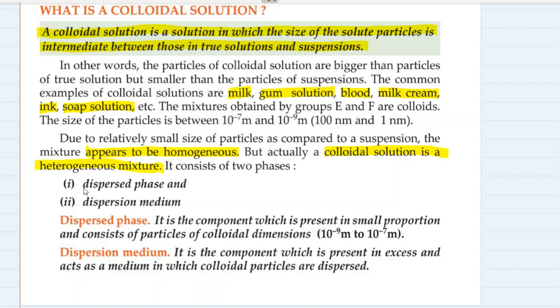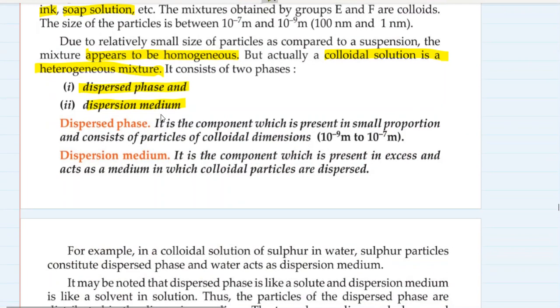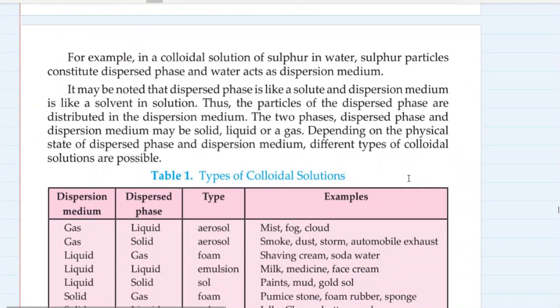It consists of two phases, dispersed phase and dispersion medium. Remember that. What is dispersed phase? It is the component which is present in small proportion, basically solute, and consists of particles of colloidal dimension, that is between 10 raised to minus 9 meter to 10 raised to minus 7 meter. Dispersion medium is the component which is present in excess and acts as a medium in which colloidal particles are dispersed. For example, in a colloidal solution of sulfur in water, sulfur particles constitute the dispersed phase and water acts as the medium of dispersion.